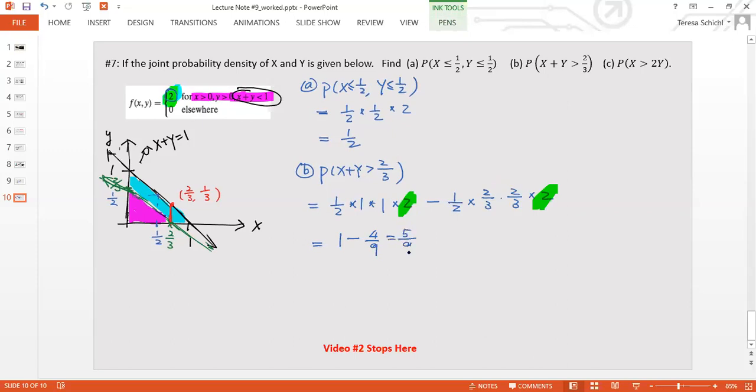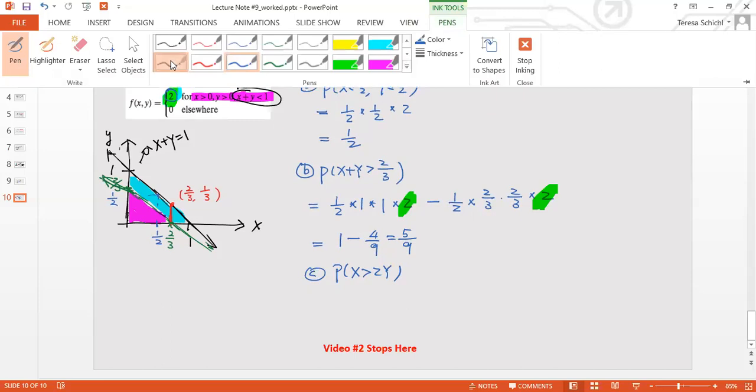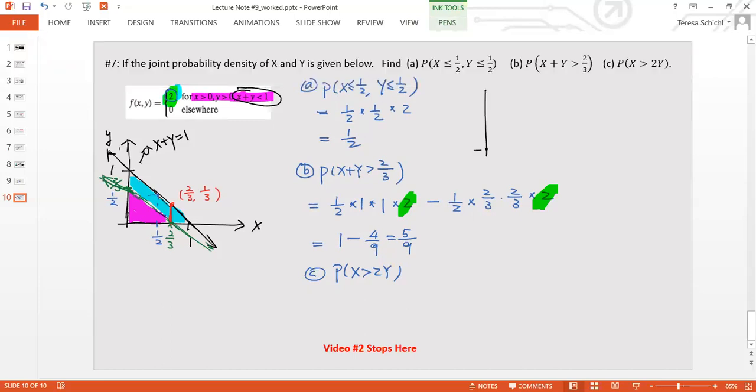Okay, now let's take a look at part C. We want to find the probability that x is greater than 2y. I'm going to redraw this so it will not be too messy. Here, this is x, y, this is 1, this is 1. This is my domain.